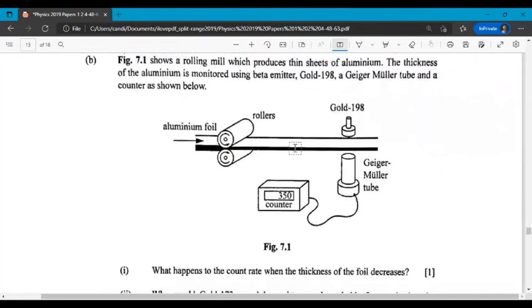Part B. The figure shows a rolling mill which produces thin sheets of aluminum. The thickness of the aluminum is monitored using a beta emitter, gold 198, a Geiger-Müller tube, and a counter as shown below. Okay, so just so we're clear what's going on here, these 2 rollers are being used to press the aluminum to thin it out, and then we have a gold 198 source right here, so that is going to be giving off radiation, and that radiation is going to be detected underneath here by the Geiger-Müller tube.